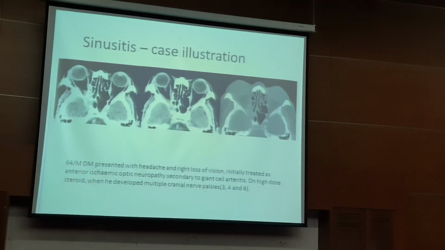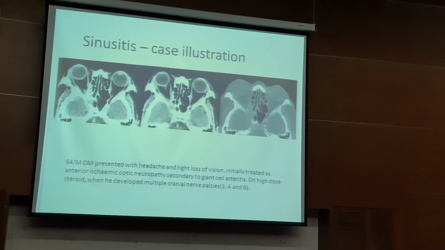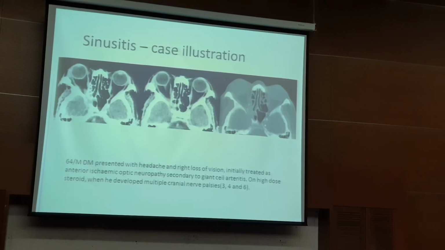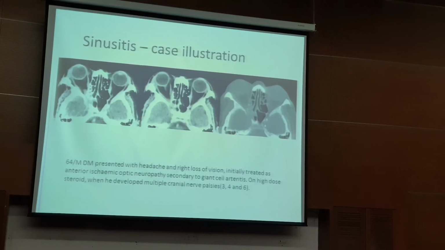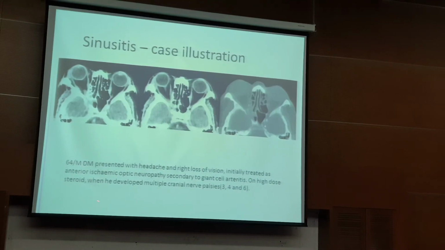Okay. This is a 64-year-old male who initially presented to us with headache and loss of vision. Initially, he was treated as anterior ischemic optic neuropathy secondary to giant cell arteritis, and he was started on high-dose steroid. Then he developed multiple cranial nerve palsy, 3, 4, and 6. Whenever you see multiple cranial nerve palsy, always look at the orbital apex or the cavernous sinus. And true enough, here you can see that there is enhancement in the area of the orbital apex.